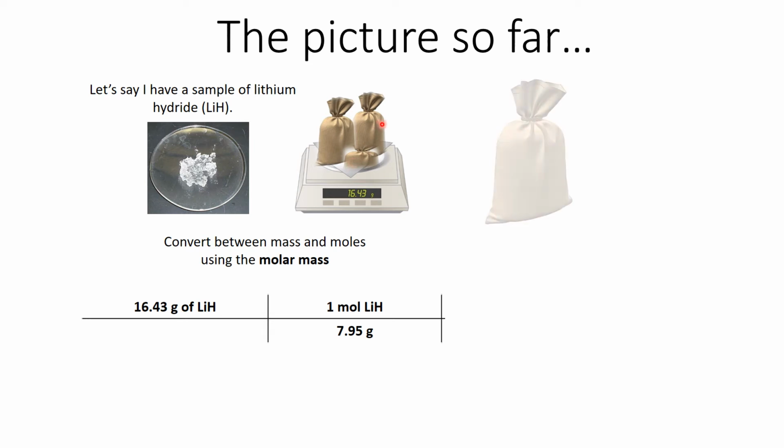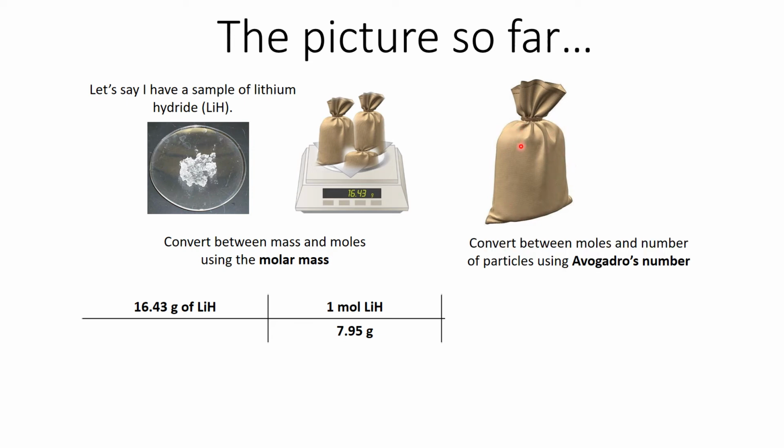Well, then if I want to know how many atoms, I have to figure out how many atoms are in one of these bundles. So I can convert between moles and number of particles using Avogadro's number. So if one bundle of anything contains 6.022 times 10 to the 23rd of that thing.